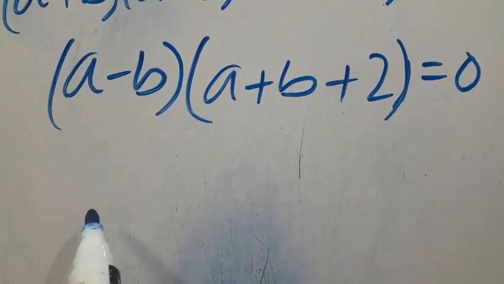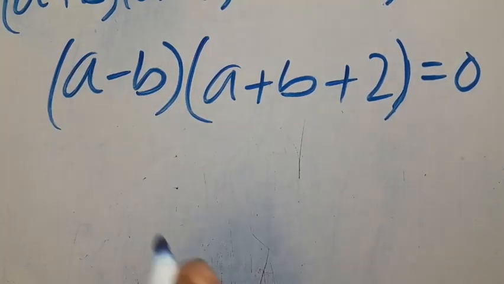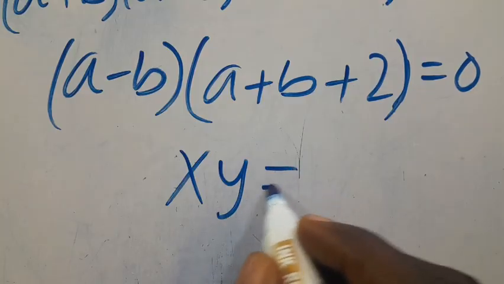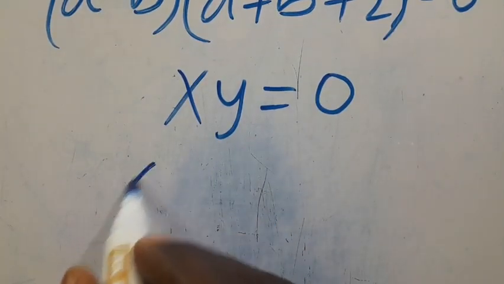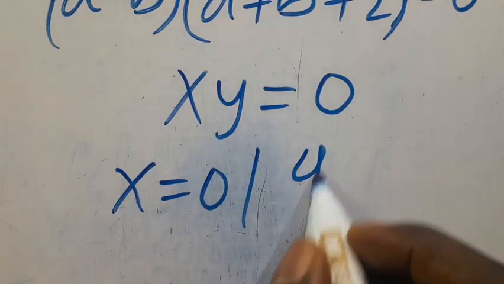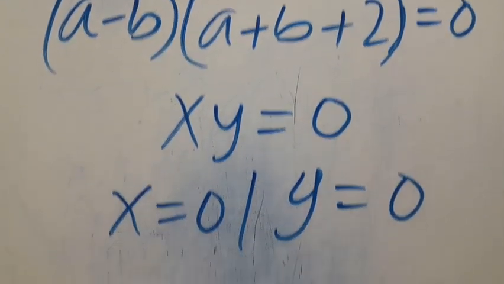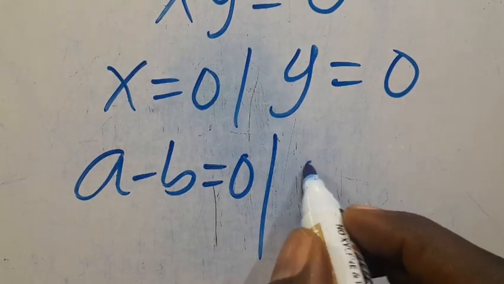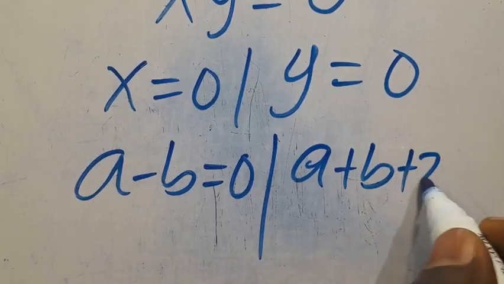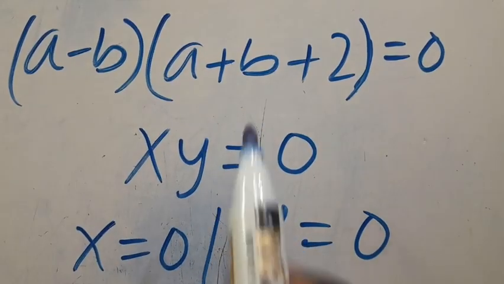So from here, we have to apply, when you have xy equal to 0, from the product property law, either x equals 0 or y equals 0 for this expression to be equal to 0. Likewise, either a minus b equals 0 or a plus b plus 2 equals 0 for this expression to be equal to 0.